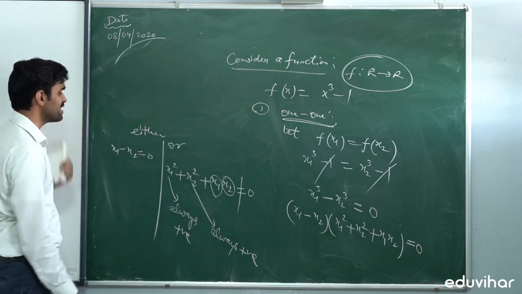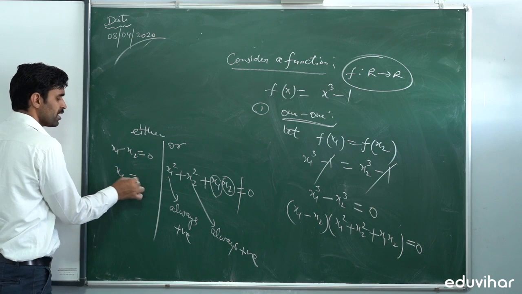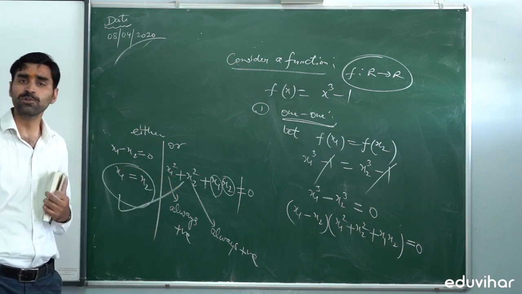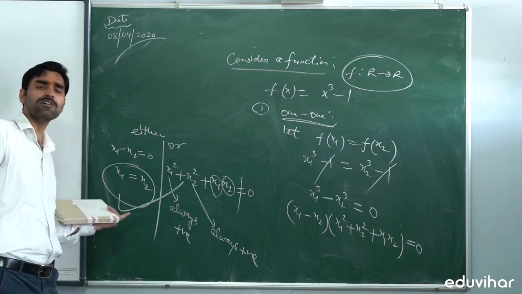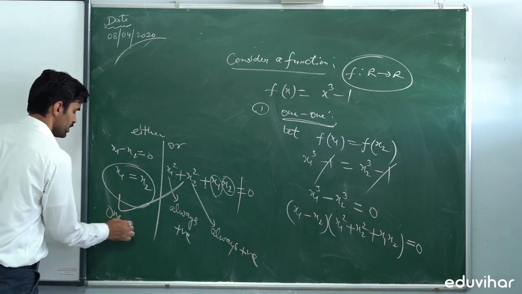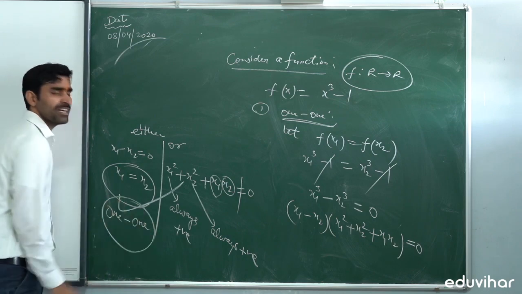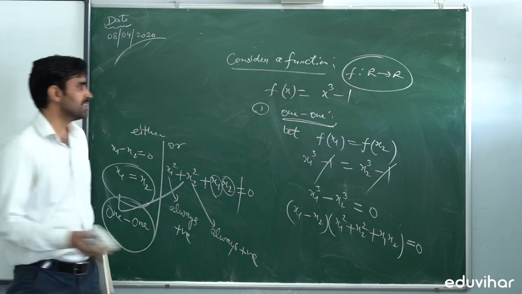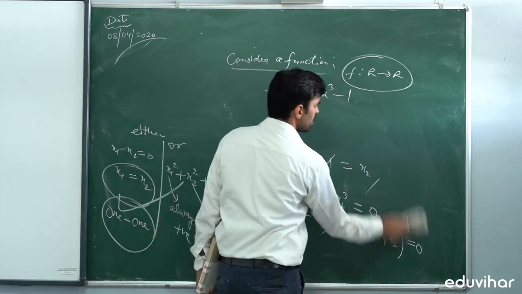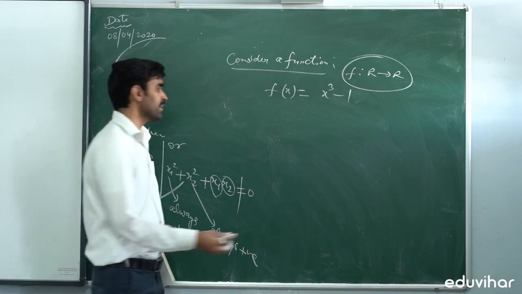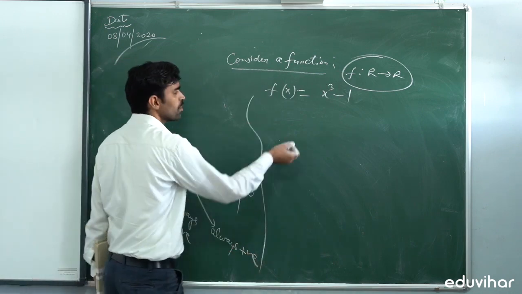So we can say x1 equal to x2. This is the only possibility. The given function is one-one. This function becomes one-one. After one-one, we now talk about whether this function is onto. Let us see whether this function will be onto.